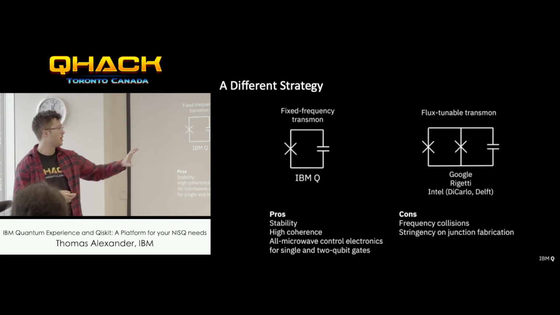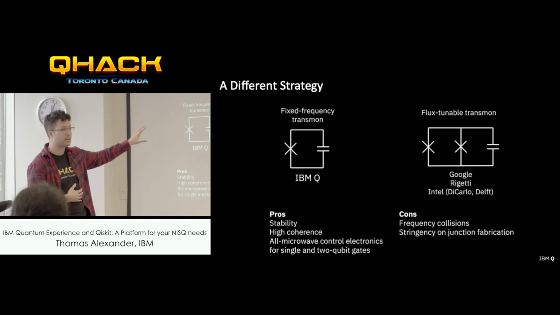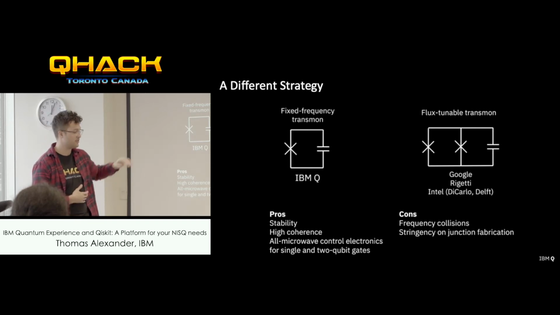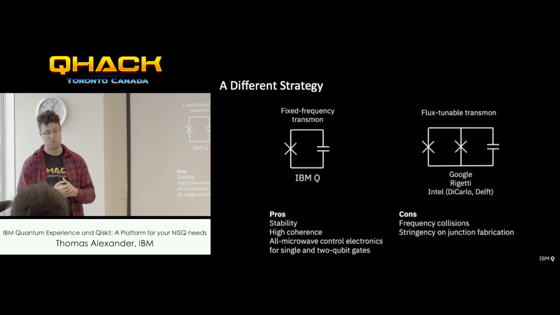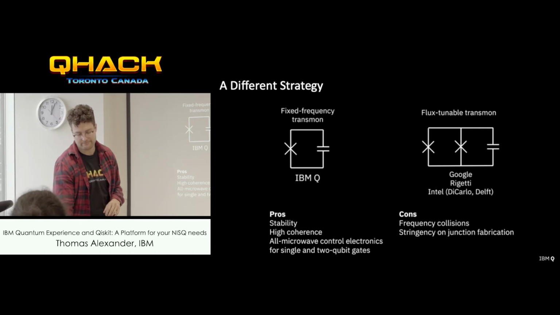The cons are we often have frequency collisions. So in fabrication, the Josephson junctions might come out a little bit different than we design them to, and that might cause them to collide in frequency with another qubit, which can cause problems. And this leads to really stringent fabrication properties that are required.